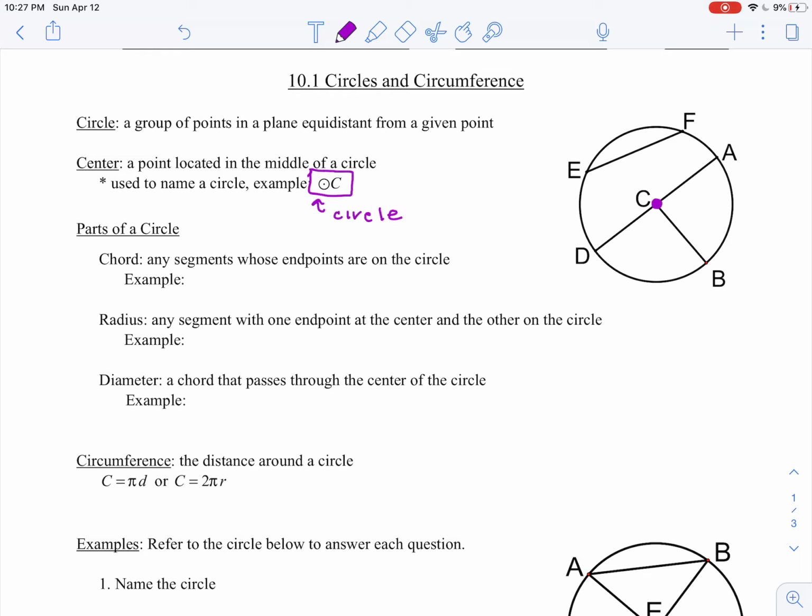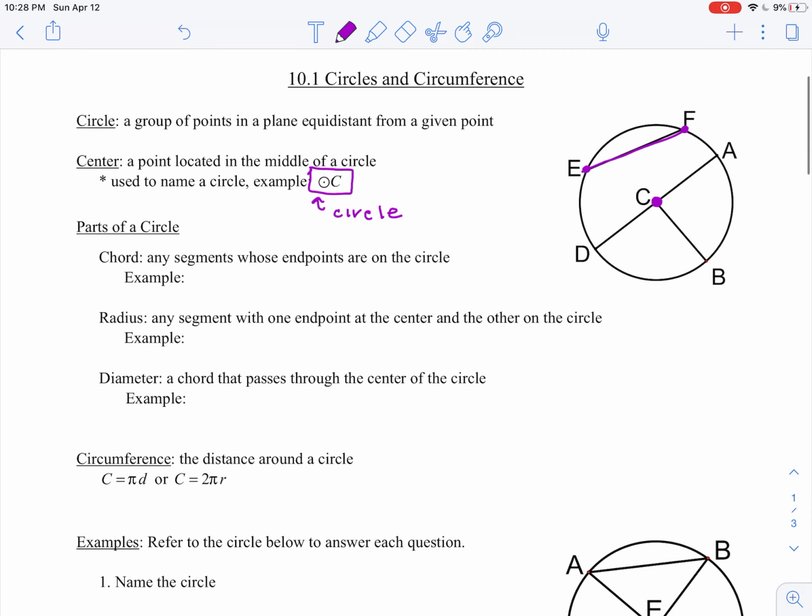Inside of circle C are lots of different parts. The first one is called a chord. A chord is a line segment whose starting and stopping points, the endpoints, are on the circle itself. In this first picture, we see two different chords. One is line segment EF, and the other is line segment DA. Both endpoints are on the actual circle itself.